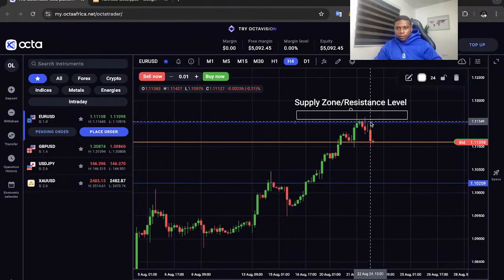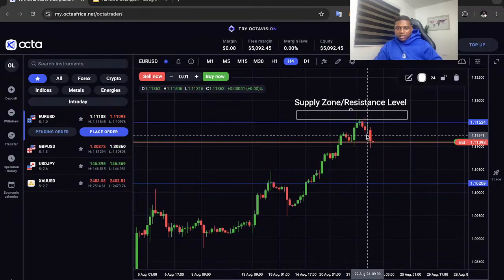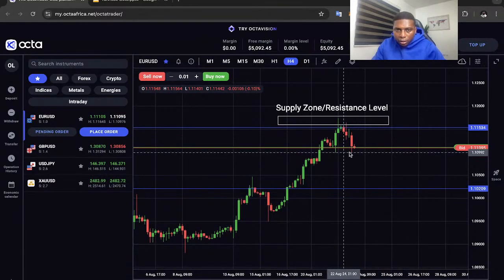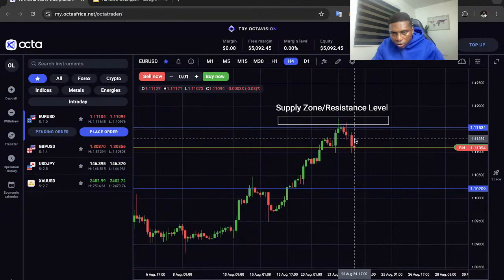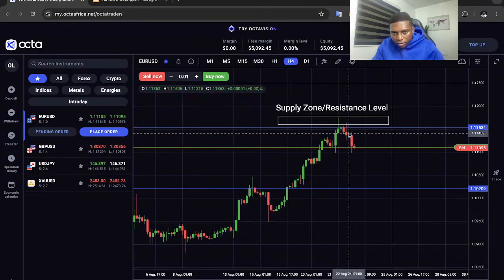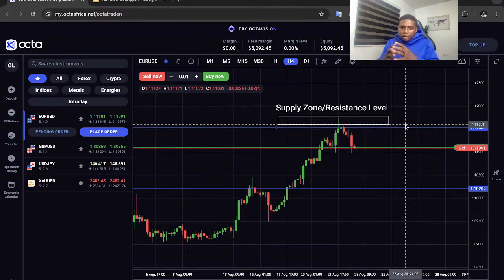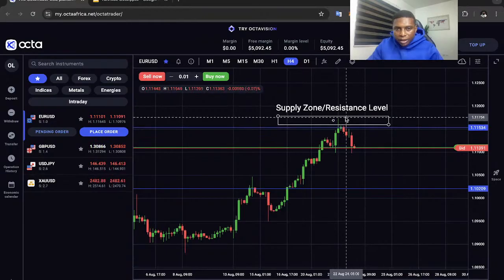Okay, and right here we can see the sell momentum in the candlestick. When we look closely, we can see this huge drop on this 4 hours time frame, giving us that assurance of a sell momentum that has come in on Euro USD at this level.